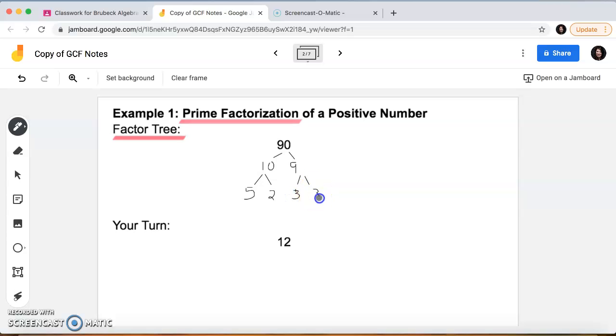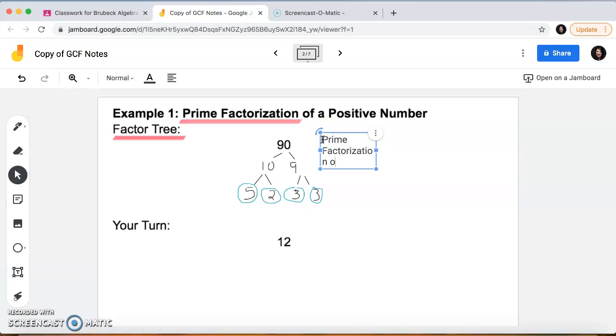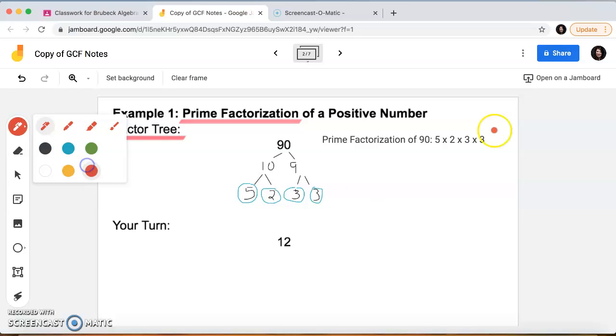So now we have all prime numbers. 5, 2, 3, and 3 are all prime numbers. I'm going to circle the ends of my factor tree. And so the prime factorization of 90 is going to be 5 times 2 times 3 times 3. And that is the prime factorization of 90.